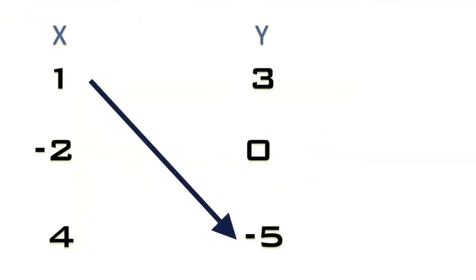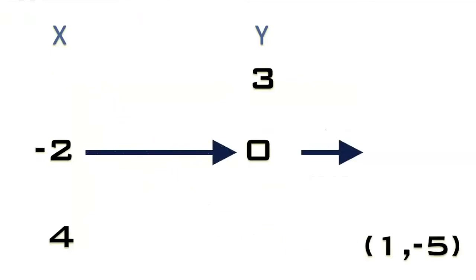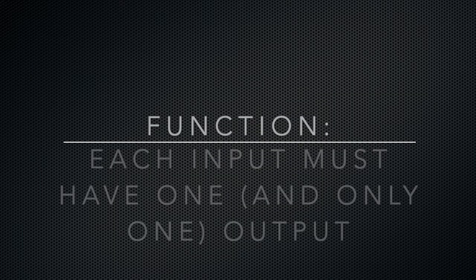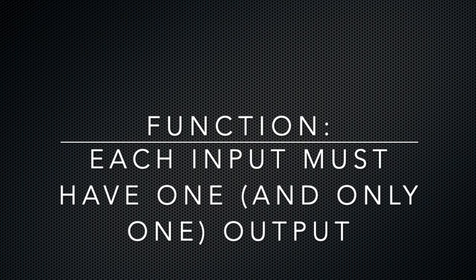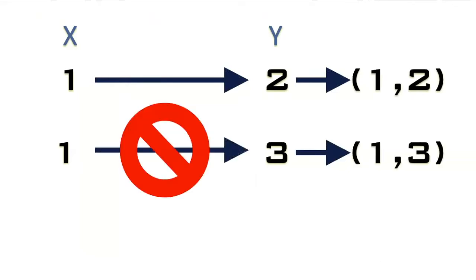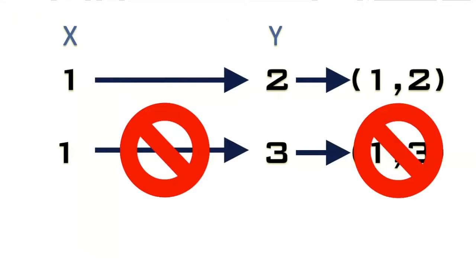In math, it might look something like this. More specifically, you probably remember hearing the words, each input of a function must have one and only one output. For example, suppose your rule pairs the number 1 with 2. If this rule is going to be a function, it cannot also pair 1 with 3, because the input 1 has 2 different outputs, 2 and 3.